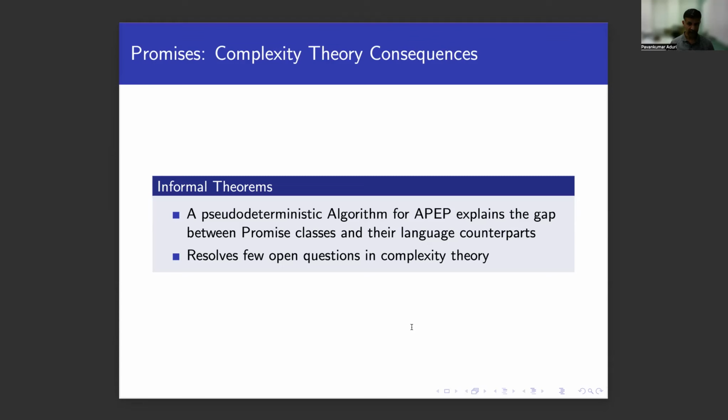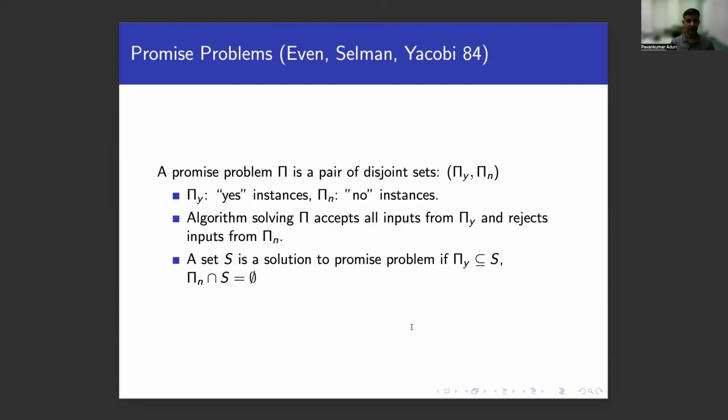So let's look at the first result and talk about promise problems. Promise problems were introduced by Even, Selman, and Yacobi in the mid-80s. So a promise problem is nothing but a pair of disjoint sets called Π_yes and Π_no, often called yes instances and no instances. We say that an algorithm solves a promise problem Π if it accepts every input from Π_yes and rejects every input from Π_no. The algorithm may behave arbitrarily on inputs that do not belong to Π_yes or Π_no. And we say that a set S is a solution to the promise problem if it is a superset of all the yes instances and it is disjoint from all the no instances.